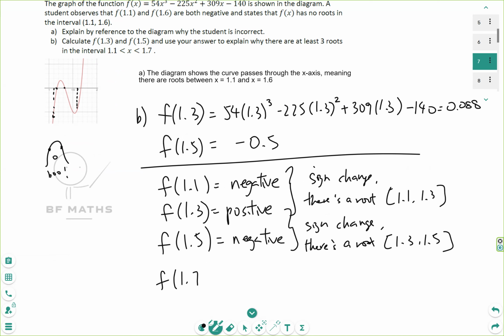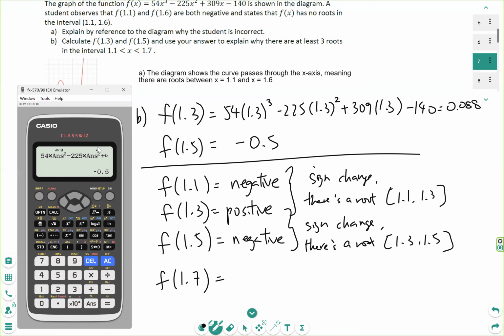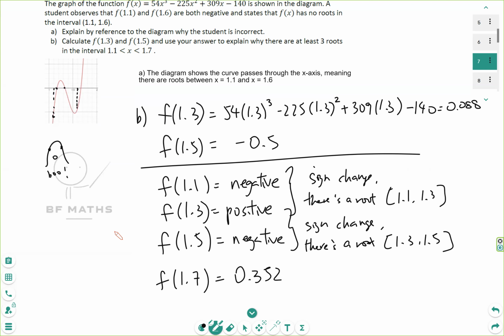The question did not say about 1.7, but I believe we should put 1.7 in the calculator. So we use AC. If we press on, you wipe out the previous history, so I don't recommend students using on unless they want to wipe out everything beforehand. So 1.7, equals. Go back to that line here, press equals again. This is 0.352. So again, sign change.